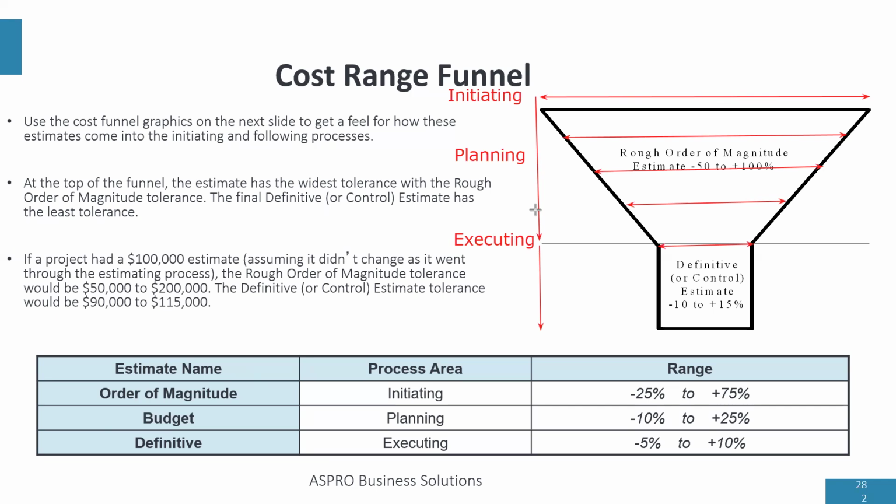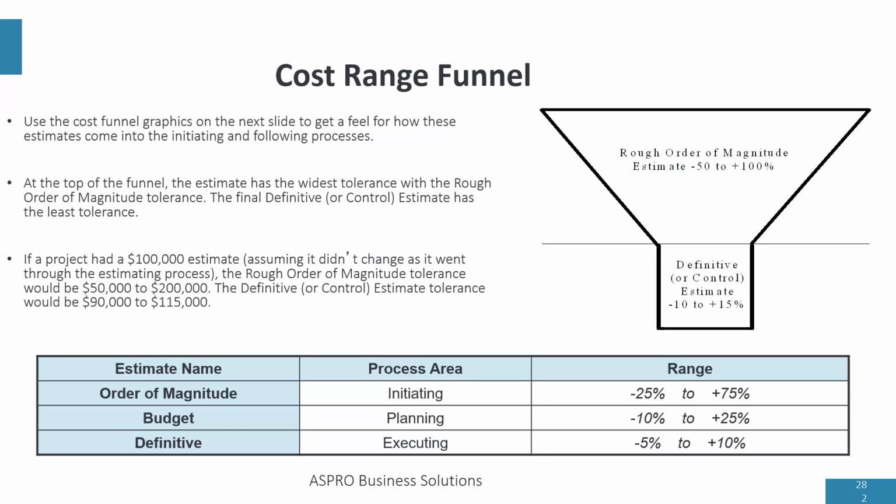moving from the rough order of magnitude, where you get your rough estimate, to definitive, where you've gone through proper planning, proper research, you've costed items, and then you now have a -5 to +10% variation at executing. So that's what it means. Okay.